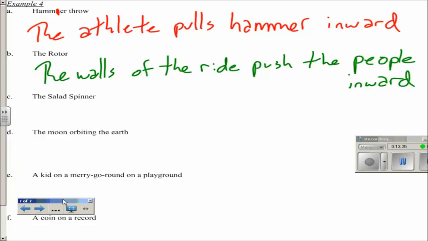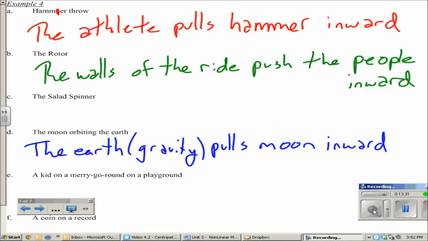All right, moon orbiting the Earth. There's no video for this one. Why doesn't the moon go flying away? You know this. The Earth, or the Earth's gravity, pulls the moon inward, right? If the Earth's gravity suddenly disappeared, the moon would float away, right? Okay.